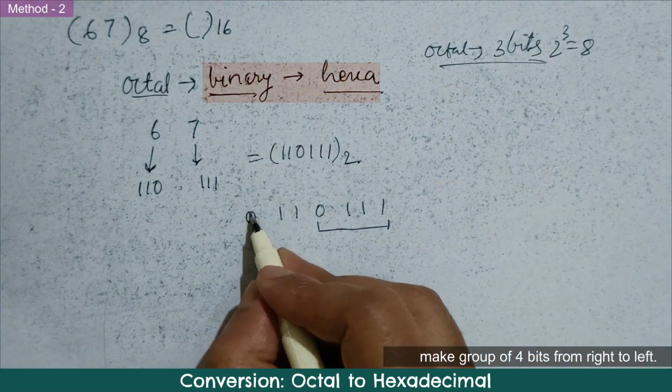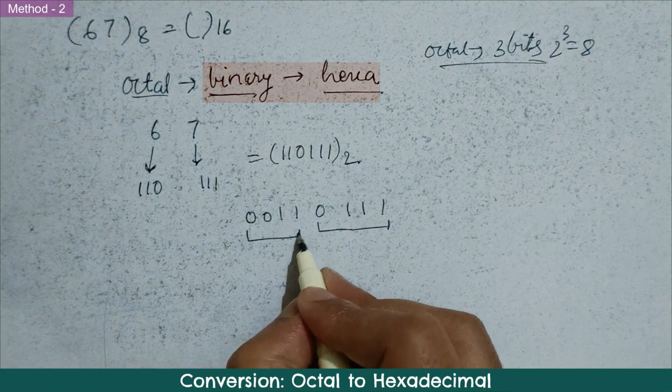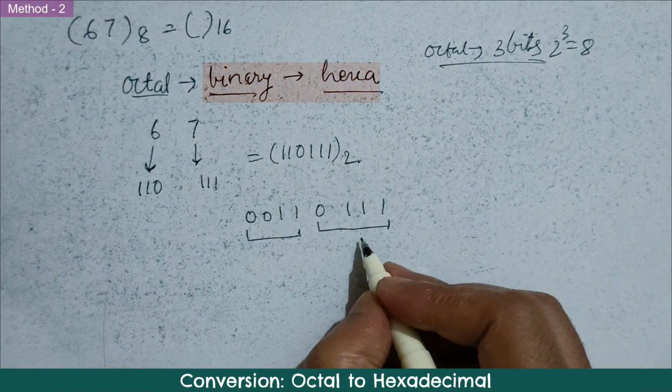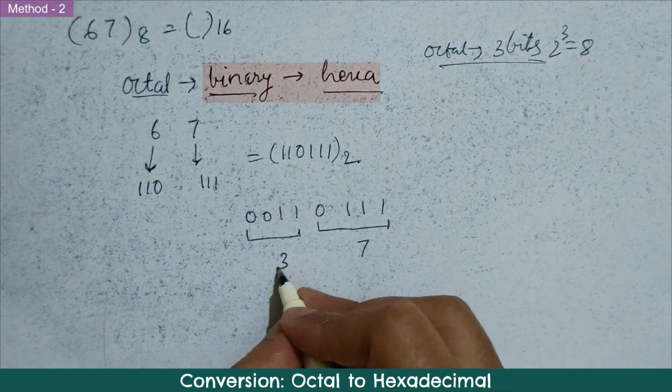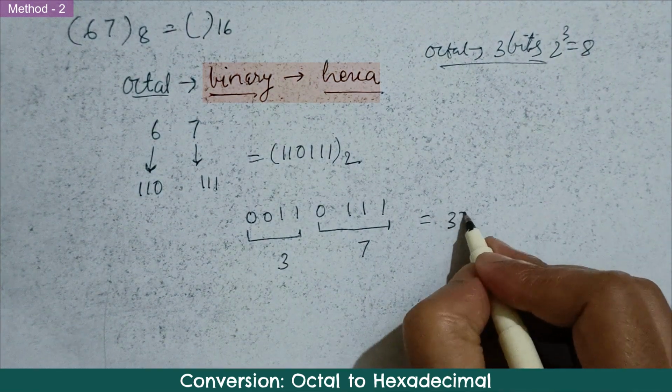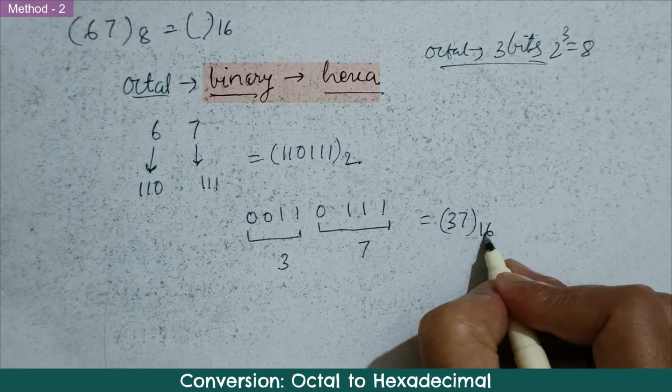You can see, 2 bits are missing. In order to make it the group of 4 bits, we will add 2 zeros. So, the value of this group in decimal is 7, and the value of this group in decimal is 3. So, 37 will be our final value in hexadecimal.